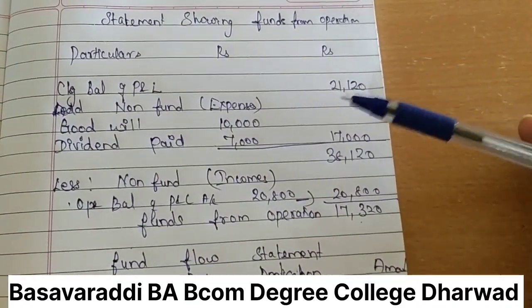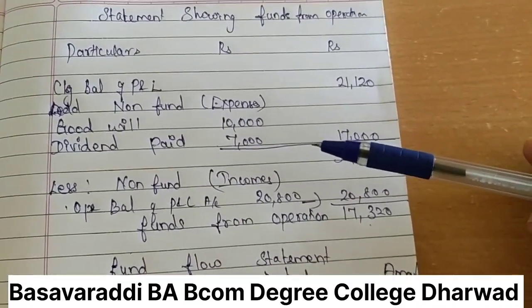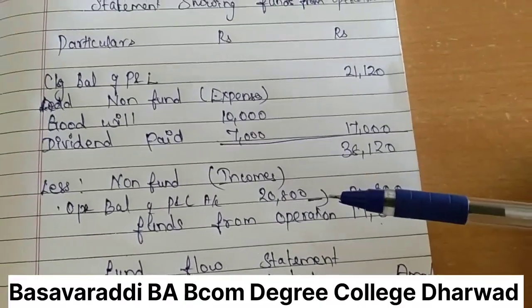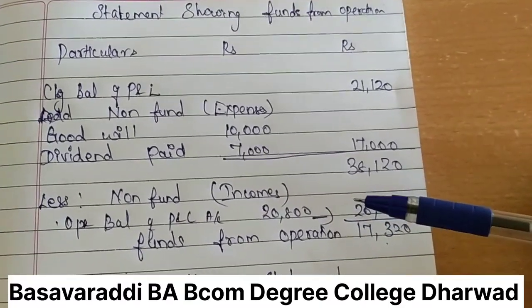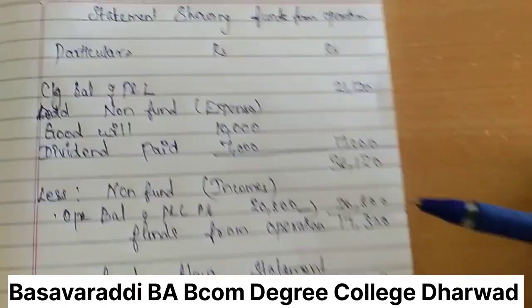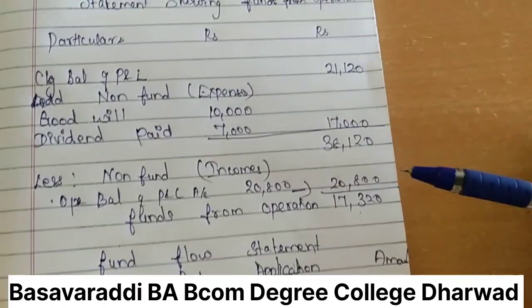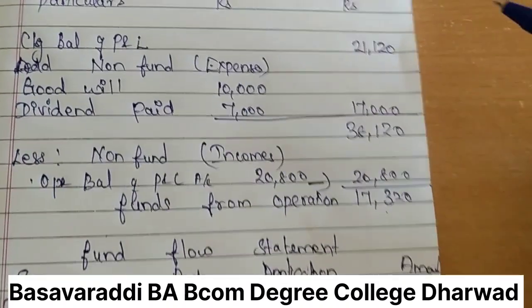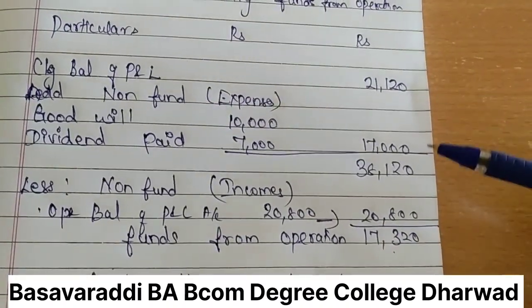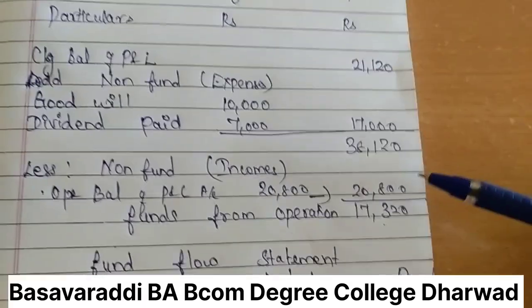The next one is expenses and all you have to add. Goodwill is also an expense. Dividend paid. We have to pay dividend to somebody, that is an expense to the company. So we consider that as an expense. These two you tally. You have to add them and write in the outside column.